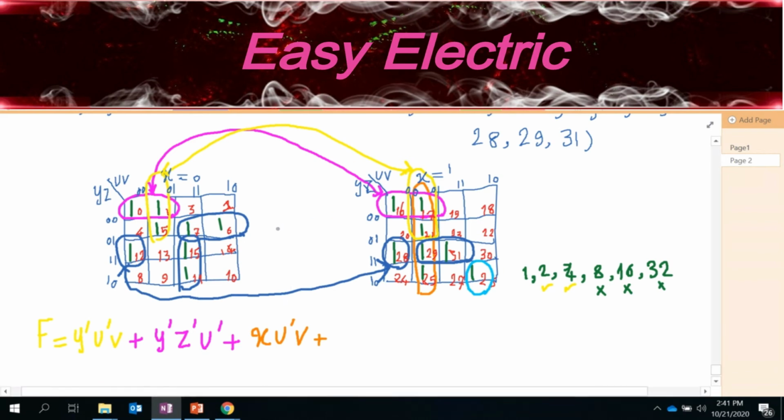Go to the groups with 2 members, so we have 3 of them. The first one is 7 and 6. Again, x here is 0, so you get x prime. For y and z, y is 0, so it should be y prime, and z is 1, so it should be z. So I'm writing 6, 7. For u and v, u is 1 and 1, so you have u.